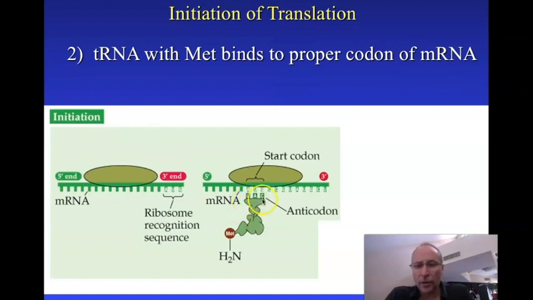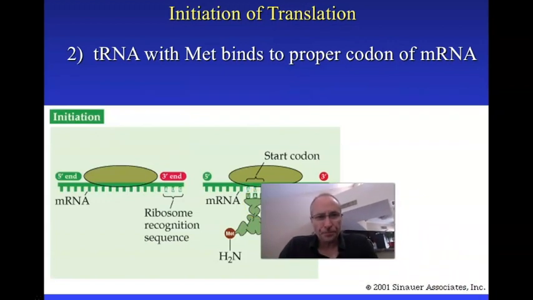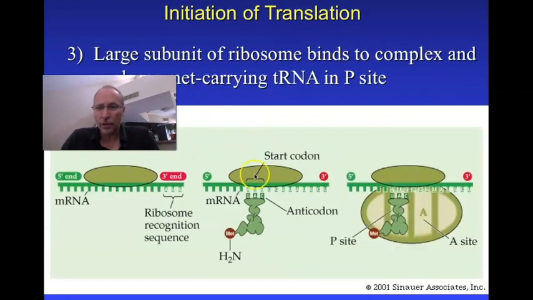And since it's complementary and going the opposite direction, it obeys all the antiparallelism rules, it will come in here and bind to that start codon. It'll do that on its own. But if the small subunit is there, it stabilizes the entire structure. We have three things: the messenger RNA, the small unit, and the transfer RNA. And if it's there to stabilize it long enough, then it can attract a large subunit. A large subunit is much bigger, and it binds to the whole thing, and now we've got a completely assembled ribosome ready to go.